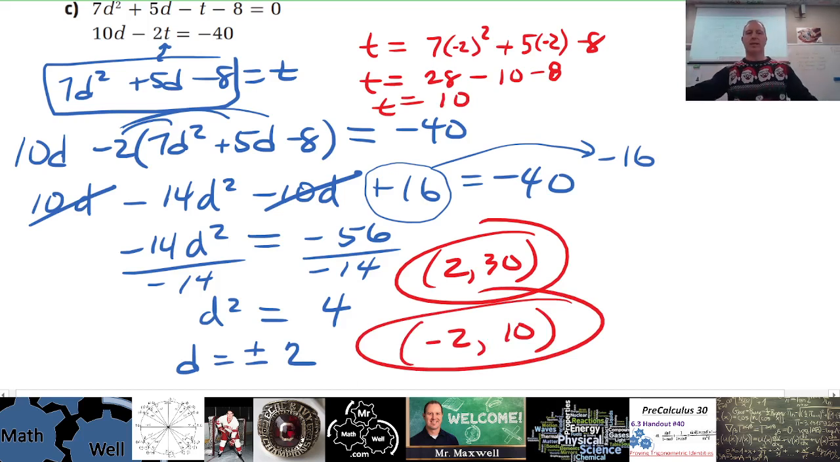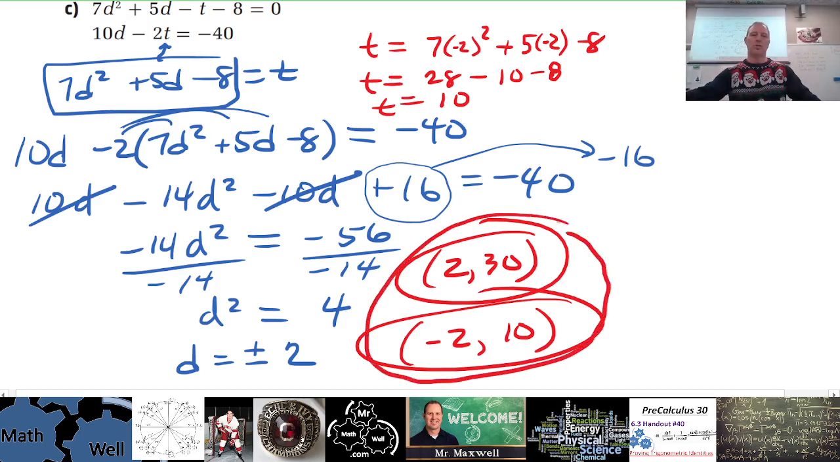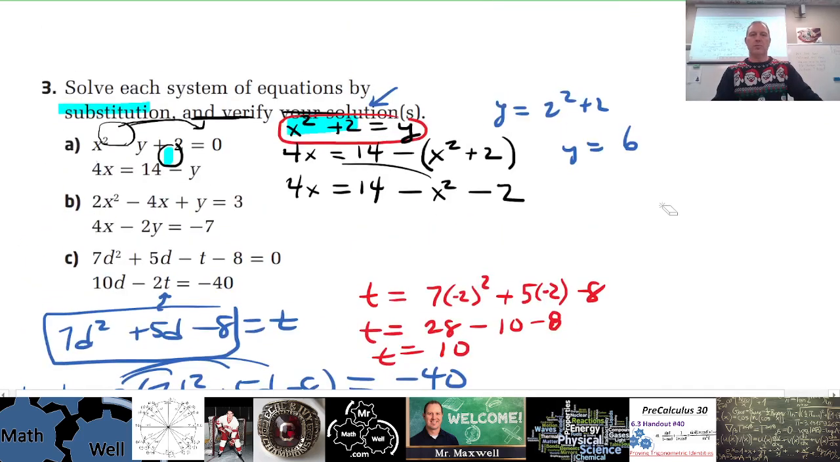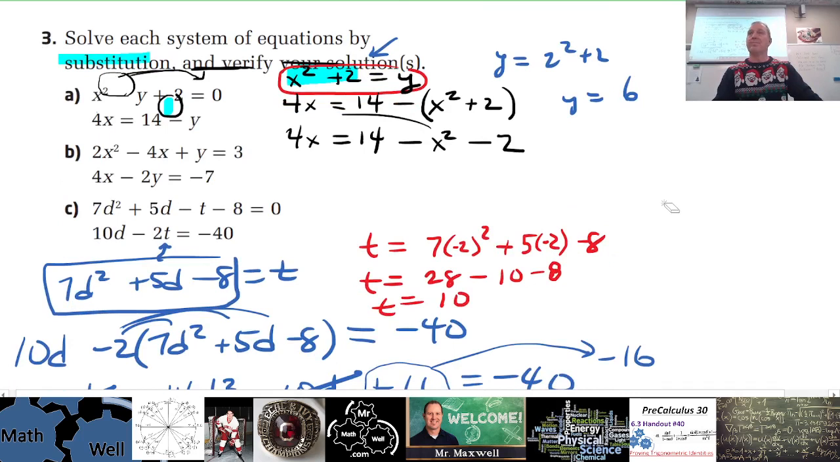Okay, so we just checked that, and that is the answer there. So two solutions there, those 2 points. So any question about substitution, number 3? Okay. Let me help you with number 4, is elimination.